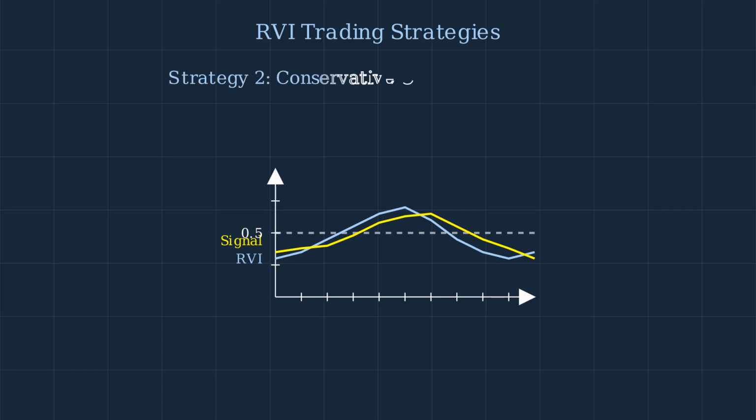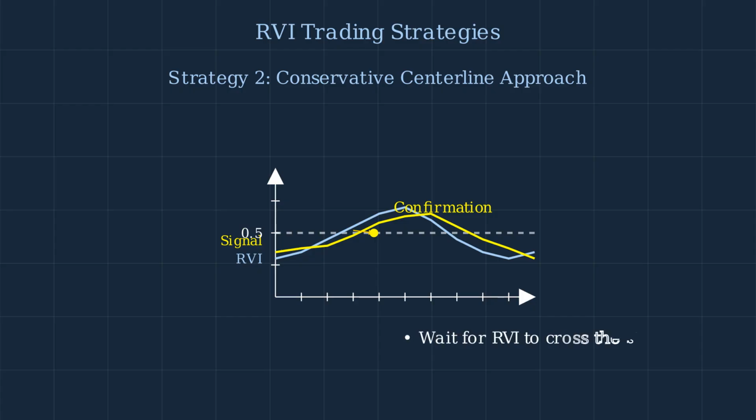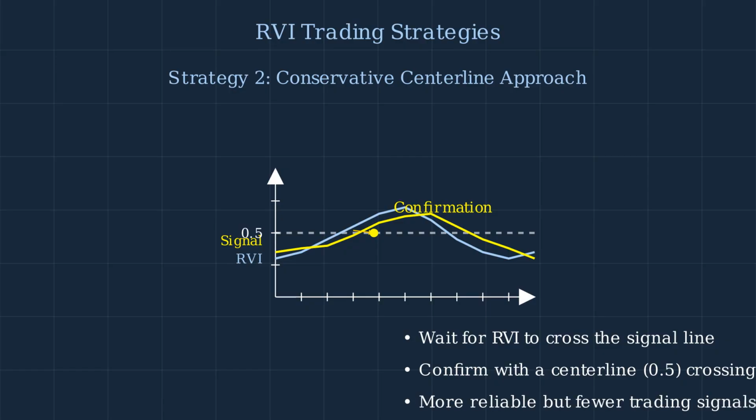For more conservative trading, wait for both a signal line crossover and a center line crossing. First, identify the initial signal when the RVI crosses above or below the signal line. Then, wait for the RVI to cross the center line at 0.5 for additional confirmation. This conservative approach generates fewer signals, but generally produces more reliable trade entries with higher probability of success.